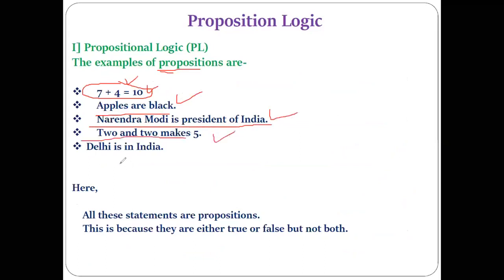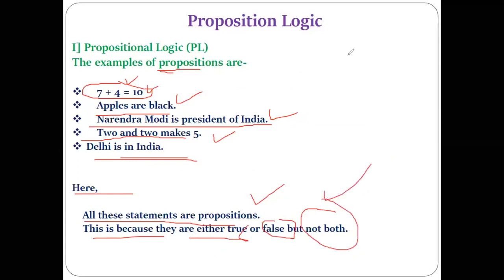2 and 2 makes 5. This is also a proposition. Delhi is in India. This is also a proposition. So here, all these statements are considered propositions. This is because they are either true or false, but not both at the same time.